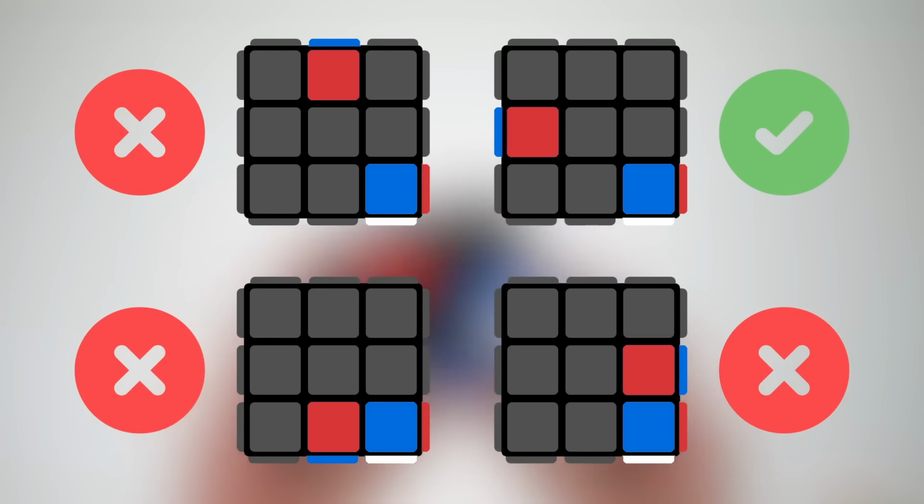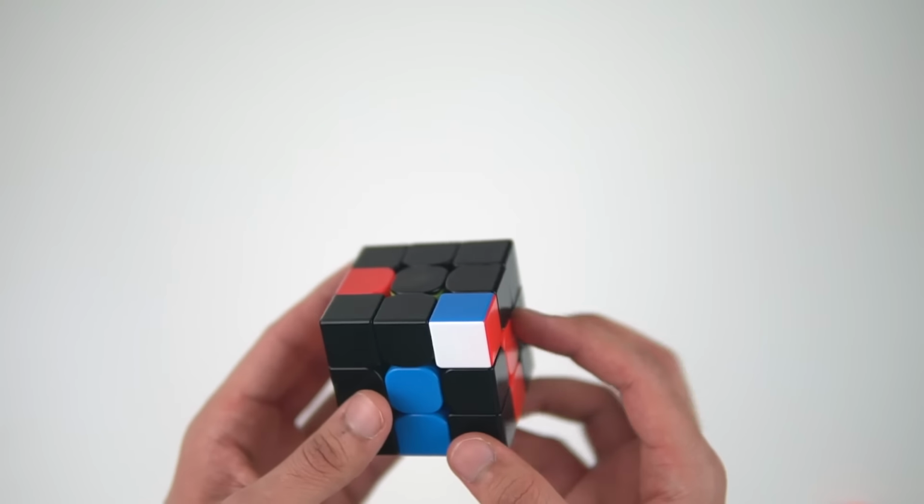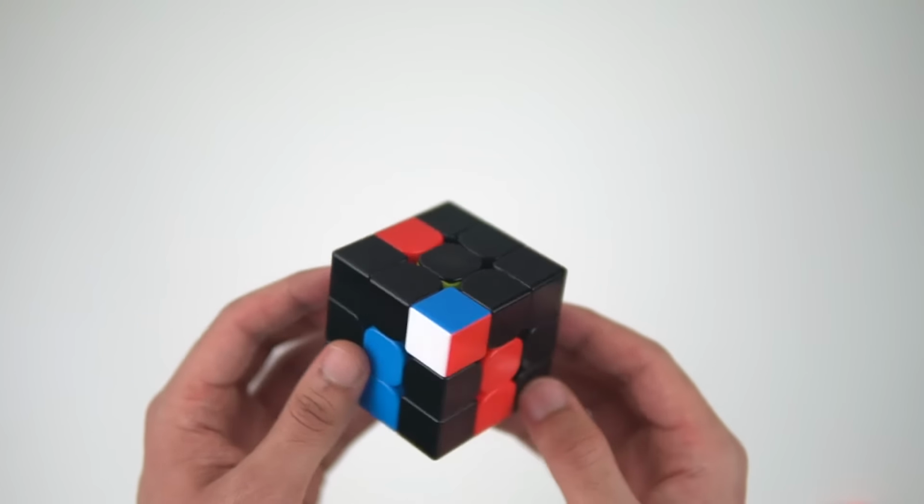To solve this case, let's hold the cube so that the slot and the corner are on the front left like this.